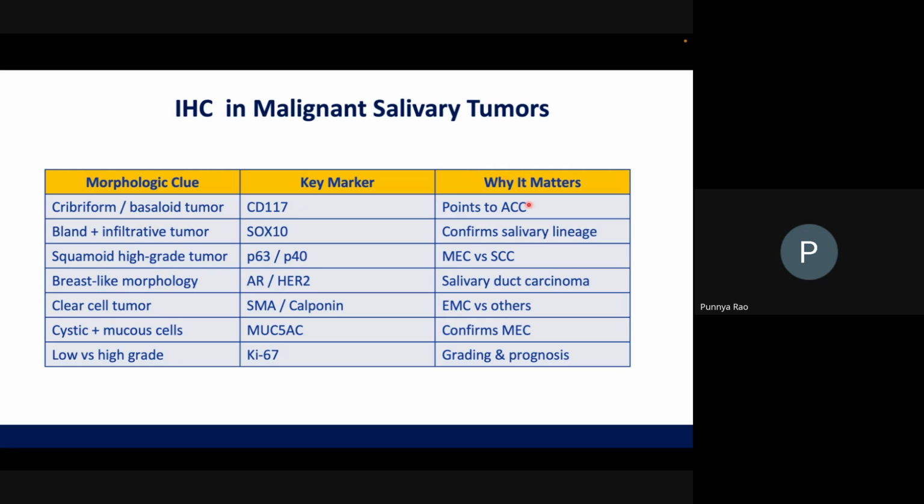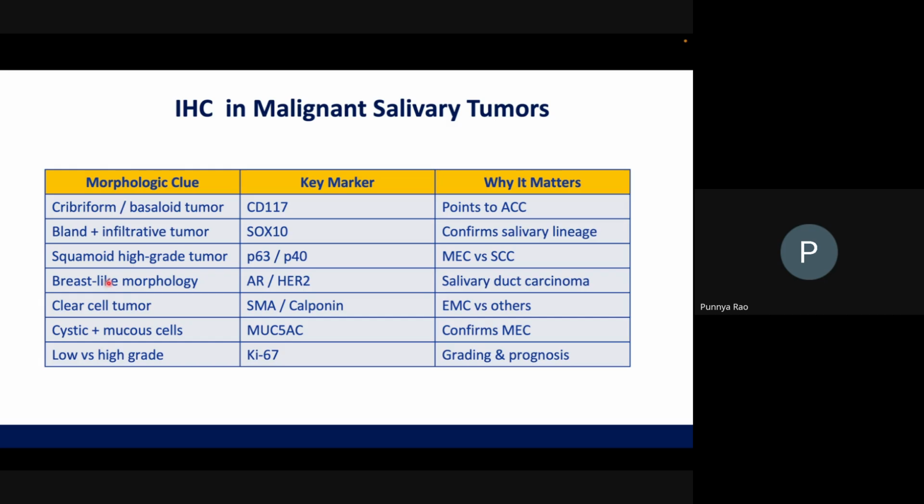It is positive in ACC, so that gives the diagnosis. And if it is a bland and infiltrative tumor, you can do SOX stain, which shows it's a salivary lineage. If it is a squamoid high-grade tumor like a high-grade mucoepidermoid carcinoma, and you cannot differentiate it from squamous cell carcinoma, do a P63 or a P40. So P63, P40 is more seen in only the basal layer in case of mucoepidermoid carcinoma, whereas you have diffuse positivity in squamous cell carcinoma.